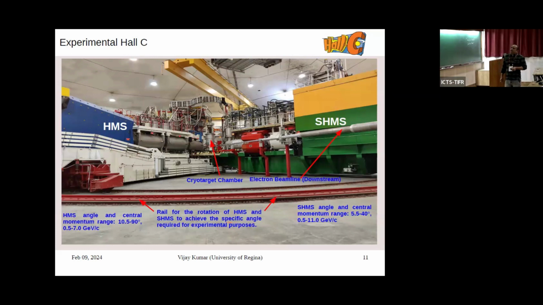The HMS angle and central momentum range: it can rotate to a minimum angle of 10.5 degrees with respect to the beam line and can go up to 90 degrees, and the central momentum of this spectrometer is 0.5 to 7 GeV. The SHMS can come very close to the beam line. Its minimum angle is 5.5 degrees and it can go up to 40 degrees, and its central momentum is 0.5 to 11 GeV.